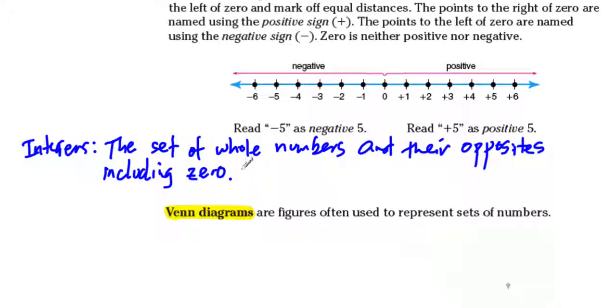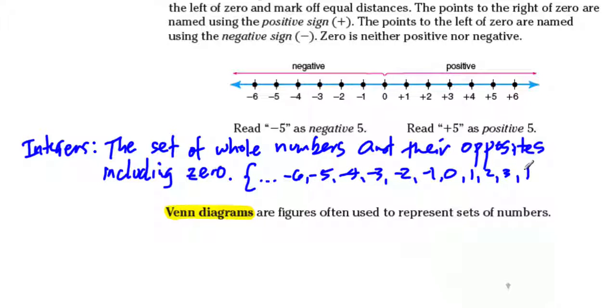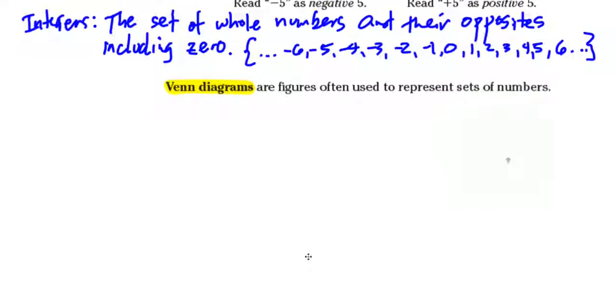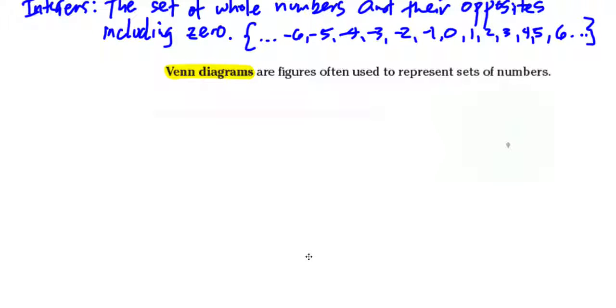So if you look at our number line right there, the set of integers will include, again, I need to put 3 dots here: -6, -5, -4, -3, -2, -1, 0, 1, 2, 3, 4, 5, 6, and so on. Again, let me just remind you that the 3 dots indicate it continues indefinitely. Okay, and we can use a Venn diagram to represent the set of numbers.